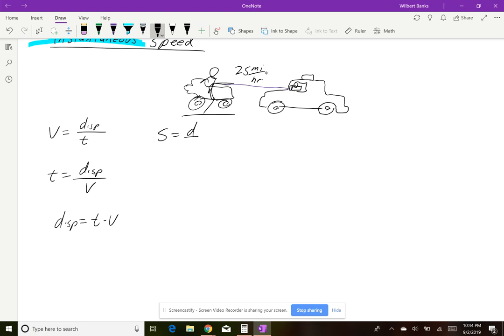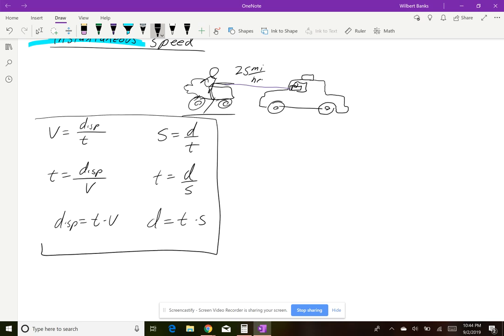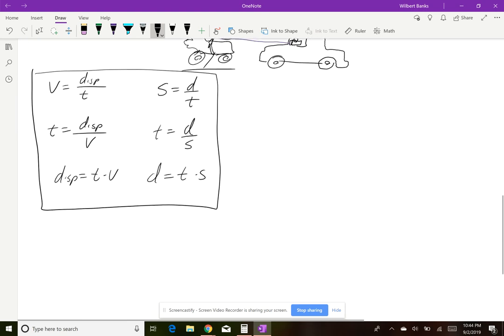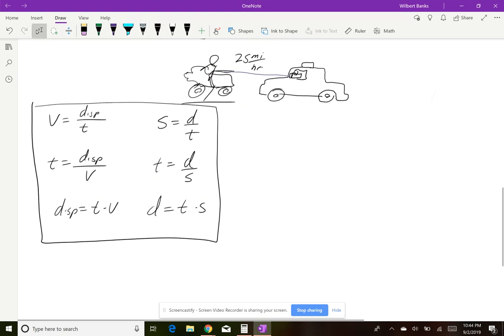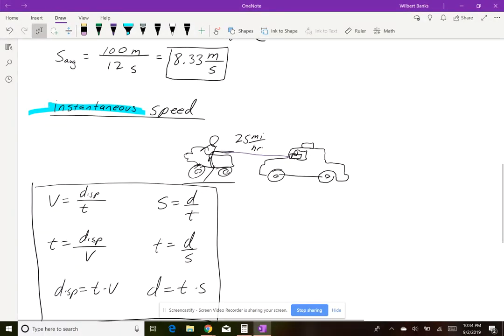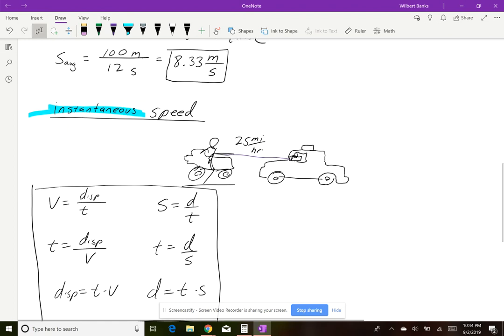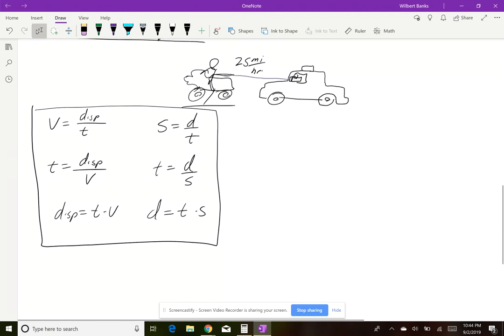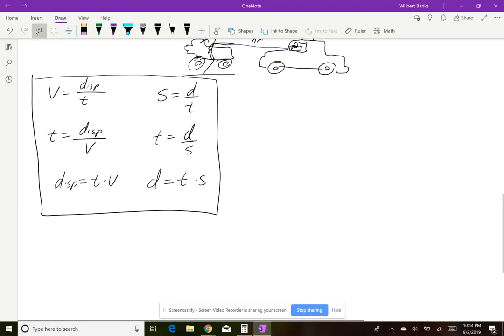Same thing for speed. Speed equals distance divided by time. Time equals distance divided by speed. And then distance equals time times speed. So these are our main equations, and these are our guiding points as far as this is concerned. So if you have any questions about this, what's important is that you understand average speed versus instantaneous speed, and how to calculate each of these and how to put them inside your calculator. So if you need help, let me know.